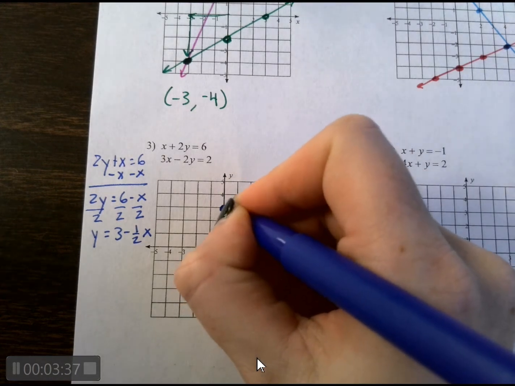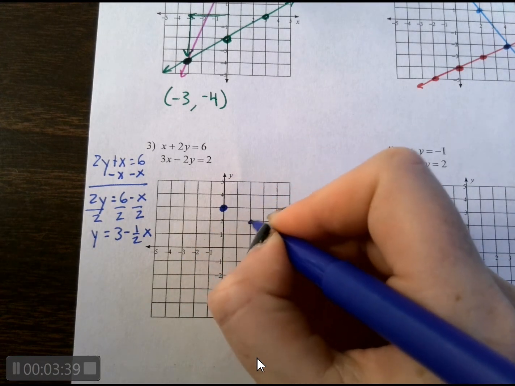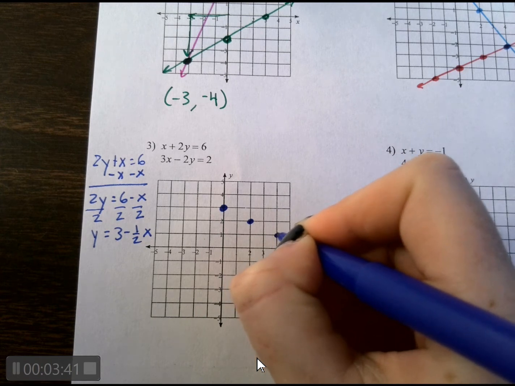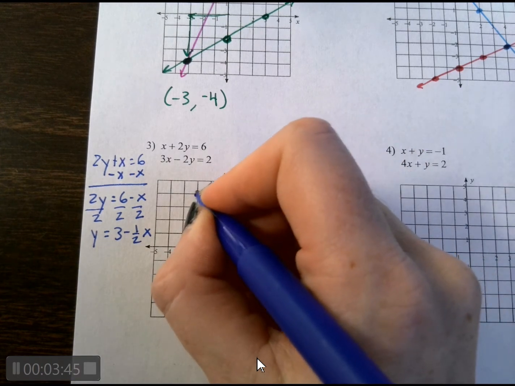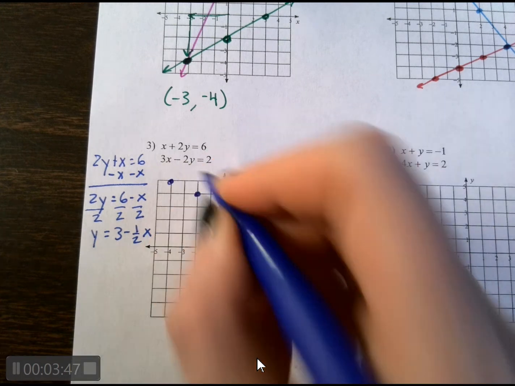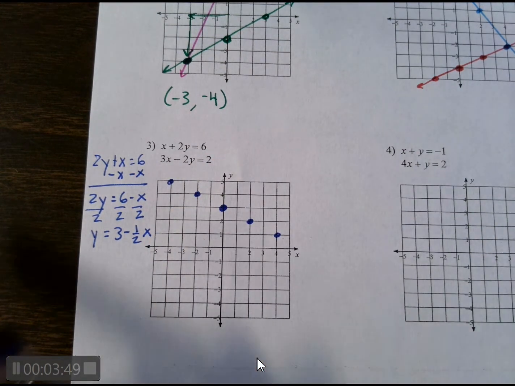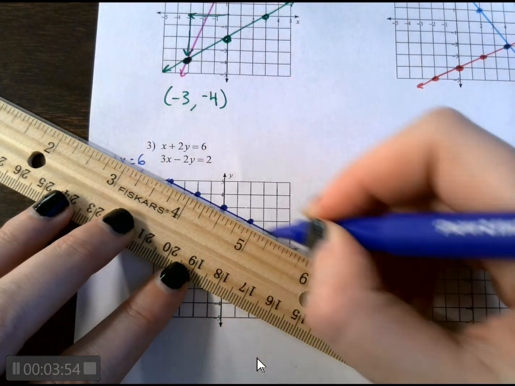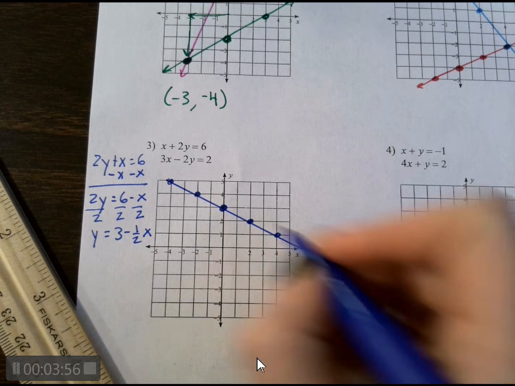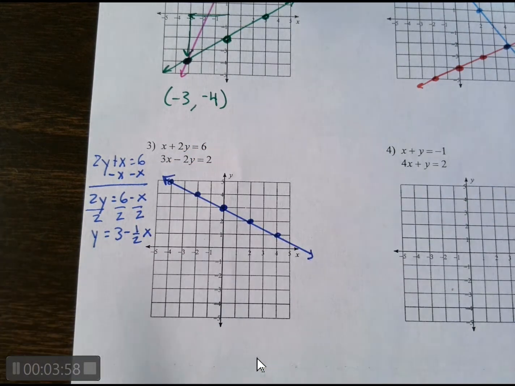So we start at 3, and then we go down 1 to the right 2, down 1 to the right 2, down 1, okay? Then do the opposite, so up 1 to the left 2, up 1 to the left 2. And we can graph that line. I'm going through the graphing ones kind of quickly because we've been doing this for a while, but you are welcome to watch this video as many times as you need if I'm going too fast for you.